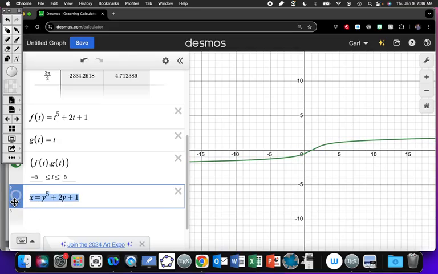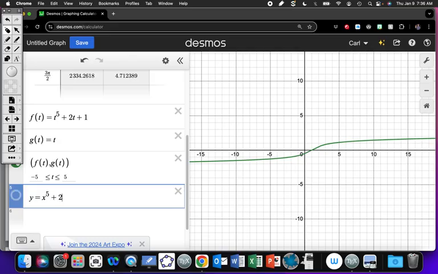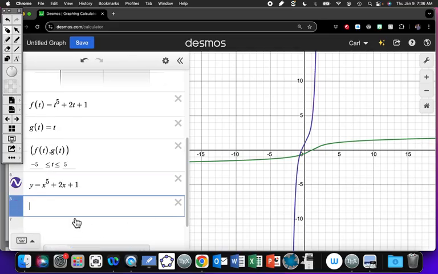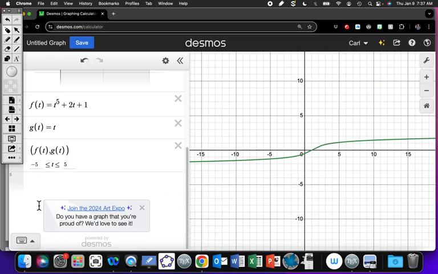Or we could actually graph the original function like that. And then we could graph the line y equals x. Because remember this, if we reflect the graph of the original function across the line y equals x, we should get the inverse. Okay. There's a little college algebra review for you there, here at the end.